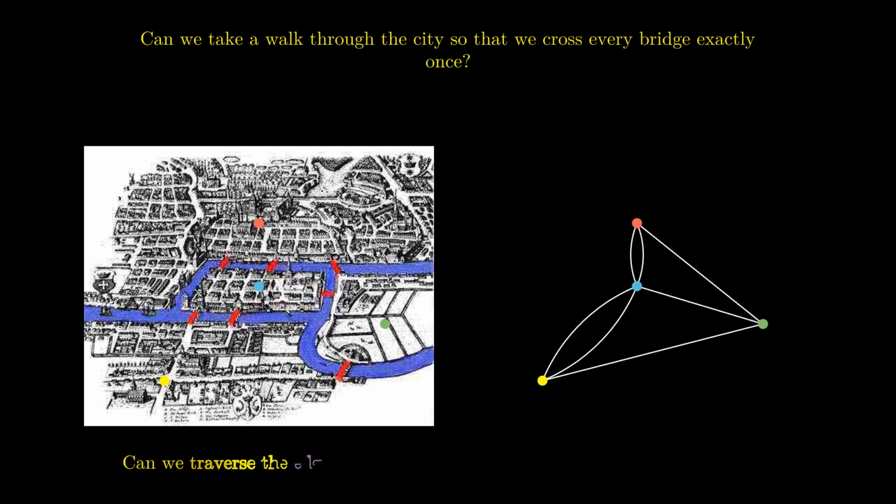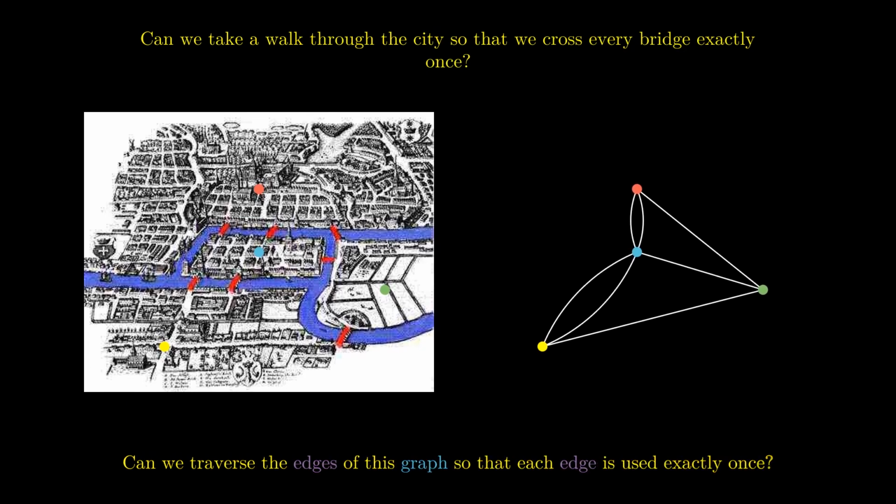And just like we did before, we can translate our original question into a question about this graph. Can we traverse the edges of this graph so that each edge is used exactly once? Once again, let's give it a try. So here we are, and let's say that we start up in the red region.